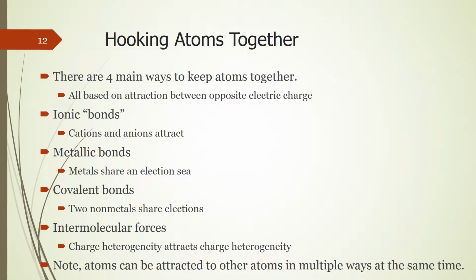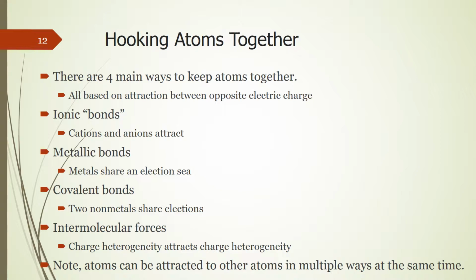Now, we've got a bunch of atoms. We need to hook them together to form the lattice or the molecule or whatever we're dealing with. And there's 4 main ways to do this. They're all going to be based on opposing electrical charges. Opposites attract. Positive is attracted to negative. First choice we've got is an ionic, quote, bond. A bond implies sharing of electrons. In this case, they're not exactly sharing.